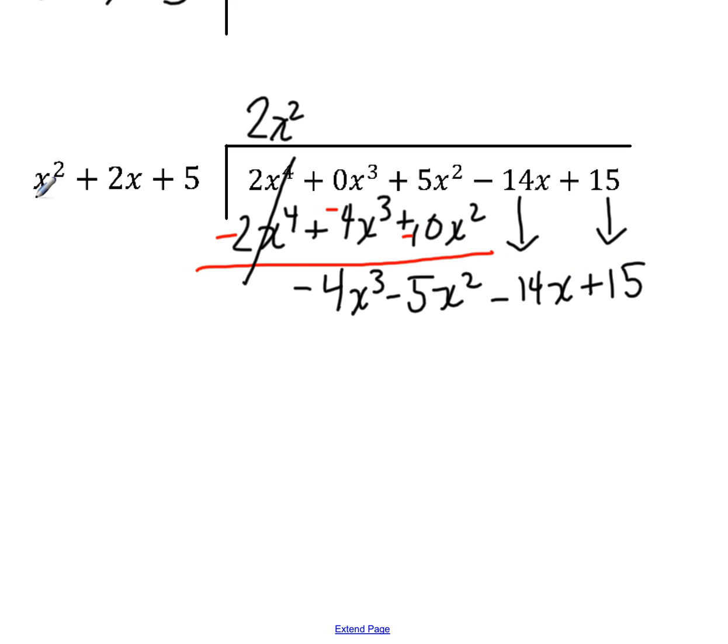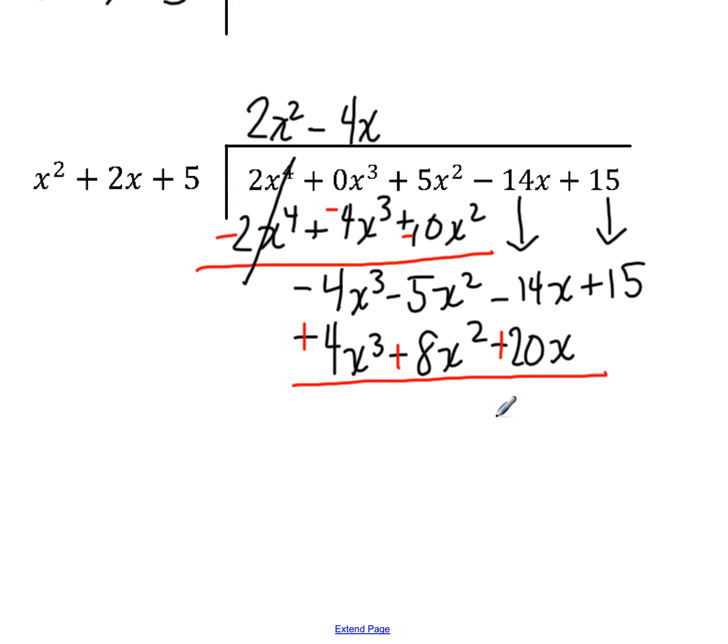Okay, next, what is going to give me negative 4x to the third? So negative 4x, we'll do that. Negative 4x to the third minus 8x squared minus 20x. Now I'm going to subtract, which basically just changes all the signs, cancels that out, which is what I wanted, and I'm left with 3x squared plus 6x, bring down 15, plus 15.